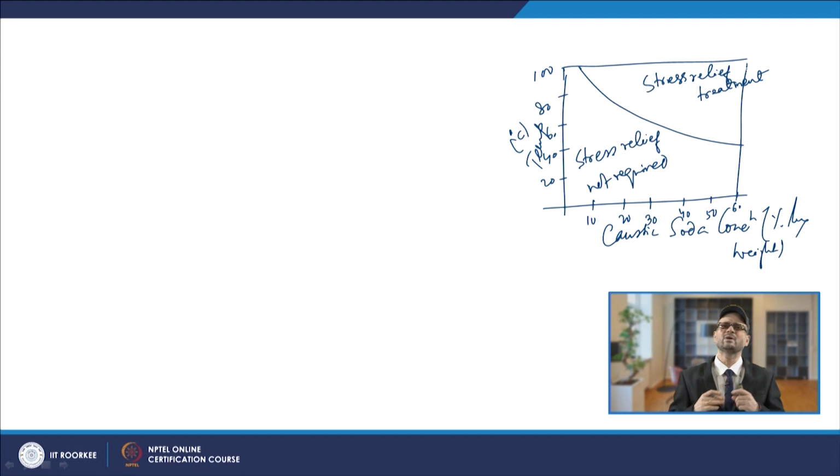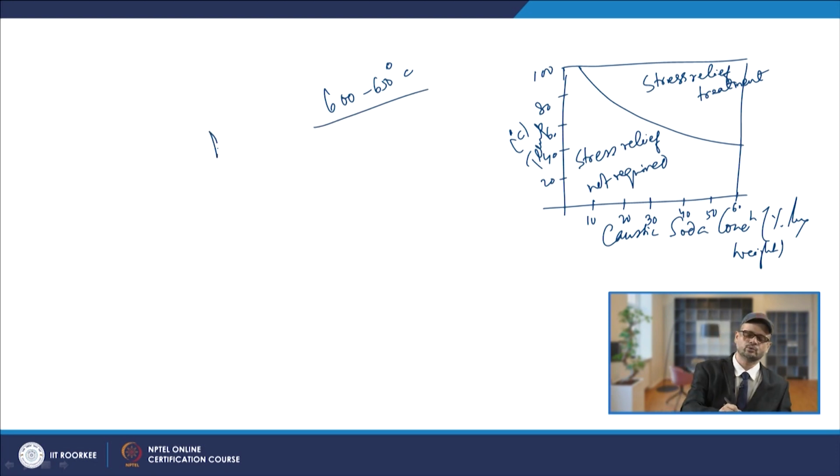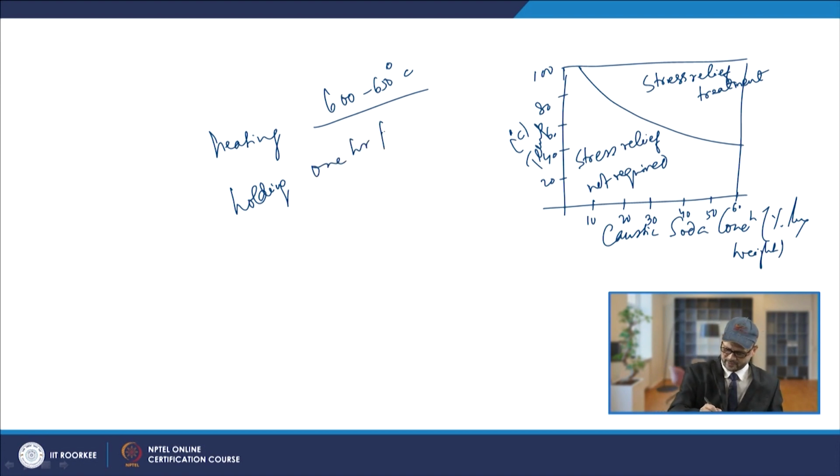So, you have to give a kind of treatment in which you are heating and holding between the temperature of 600 to 650 degrees centigrade. So, you are heating to this temperature, then you are holding for a specified time: holding for 1 hour per 25 mm of thickness.